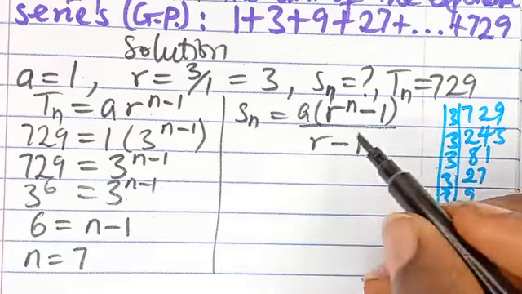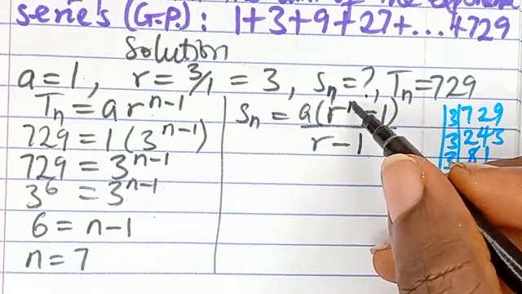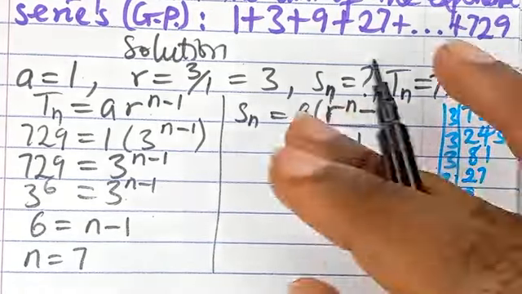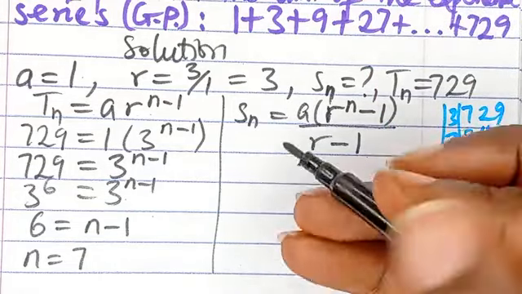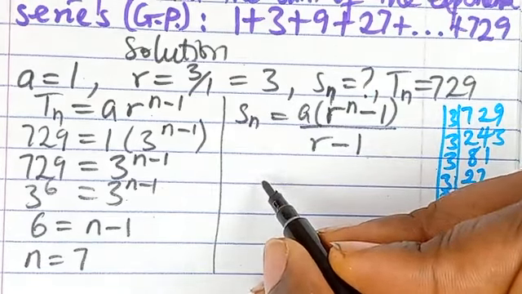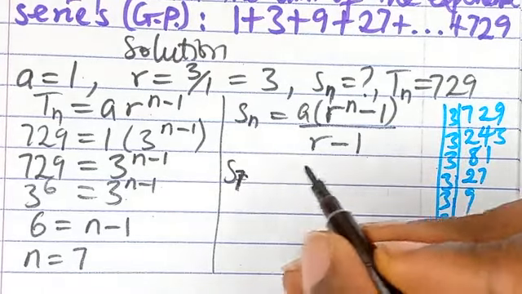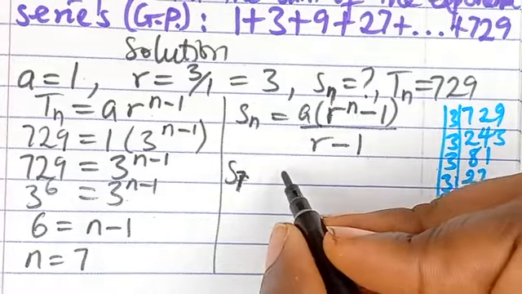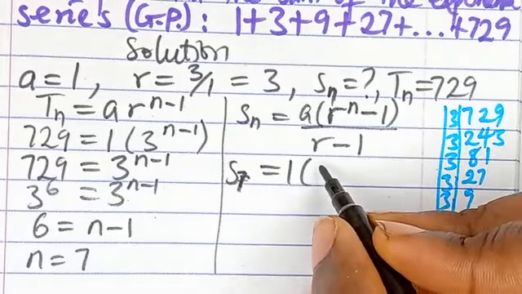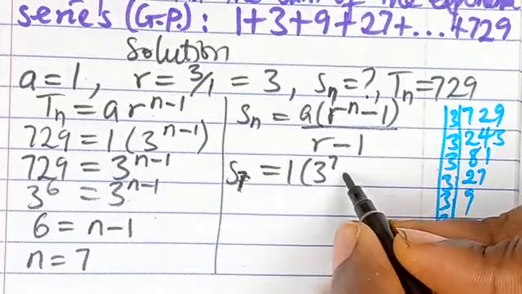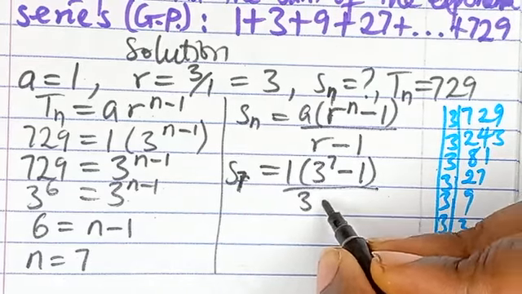Okay. And we can see that the common ratio at the numerator is raised to power n. The common ratio at the denominator is not raised to power anything. That's how to remember this formula. And you can see it's easy to remember. So we substitute. So the sum actually is 7 terms, right, in this series. So the sum to the 7th term is equal to A is 1, R is 3, n is 7 minus 1 over R is 3 minus 1.